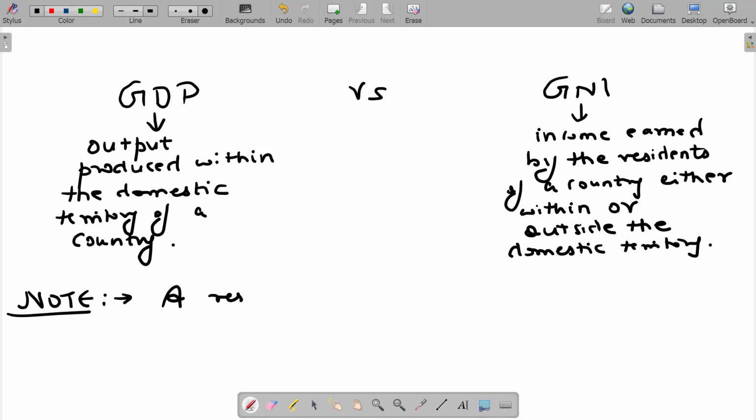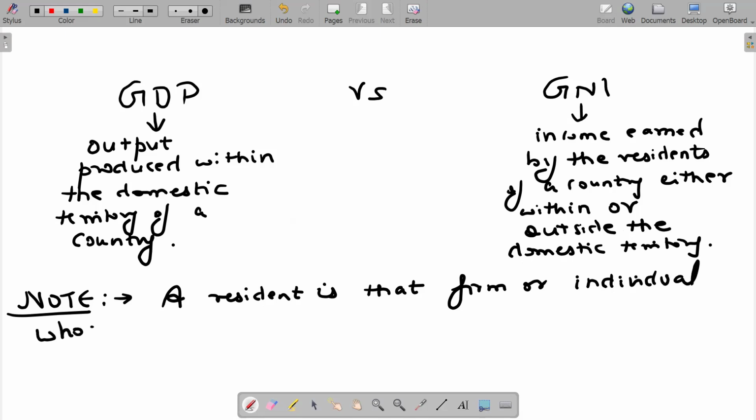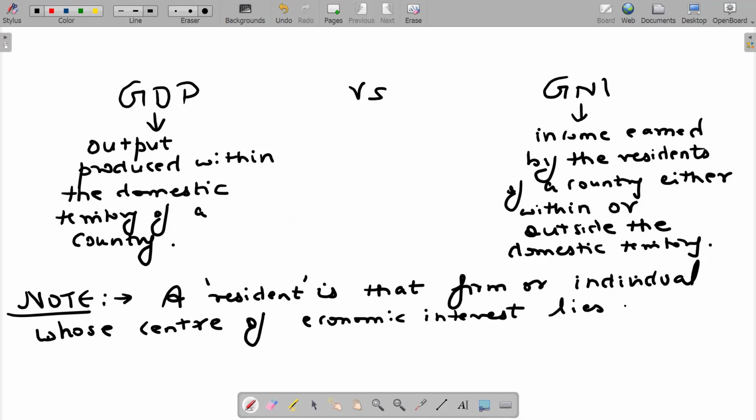A resident is that firm or individual whose center of economic interest lies in that country or nation.